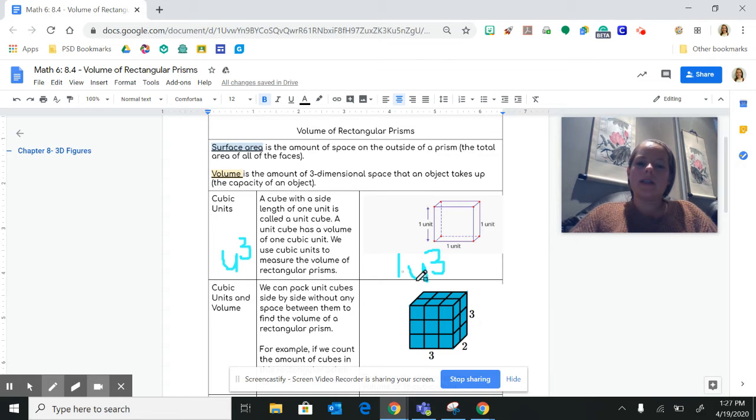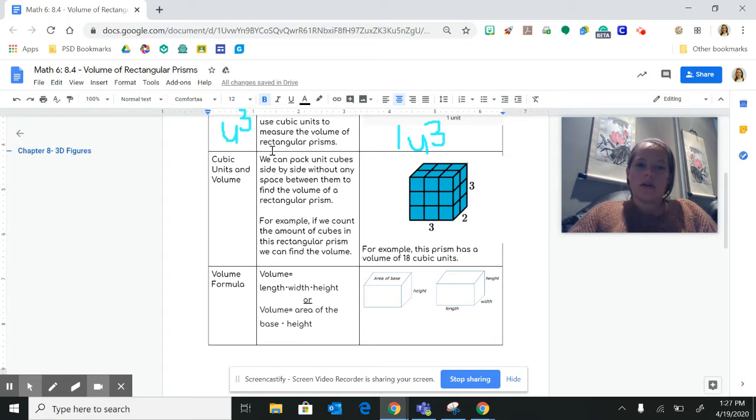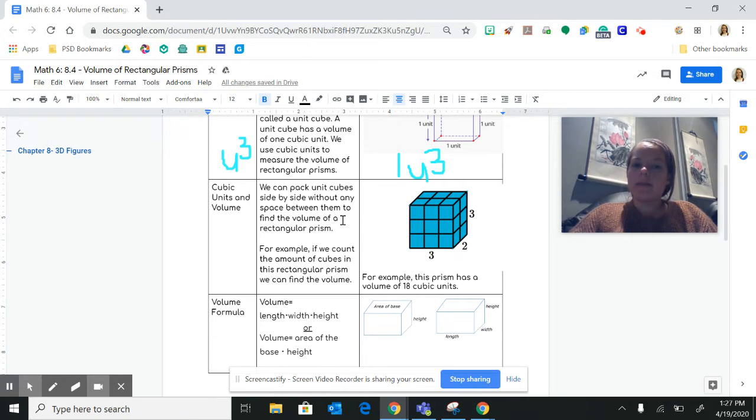And we use cubic units to measure the volume of rectangular prisms. Okay. So cubic units and volume. We can pack unit cubes. So this little guy up here, we can pack unit cubes side by side without any space between them and find the volume of a rectangular prism.